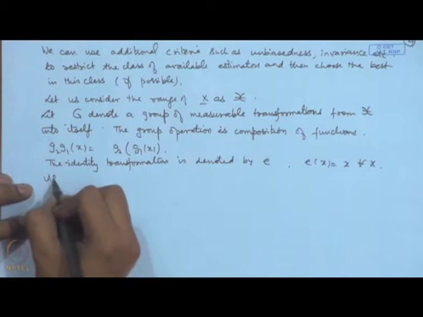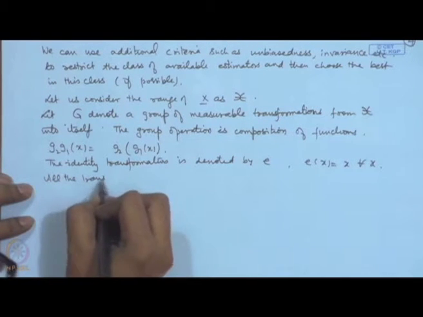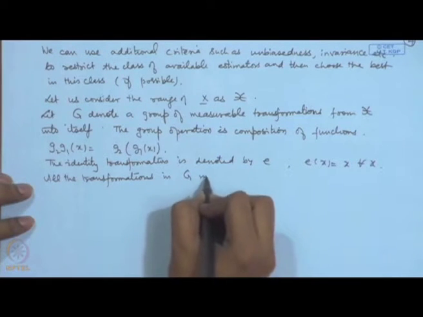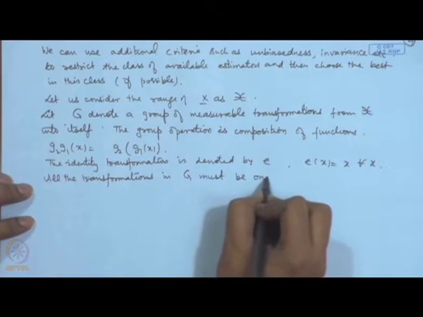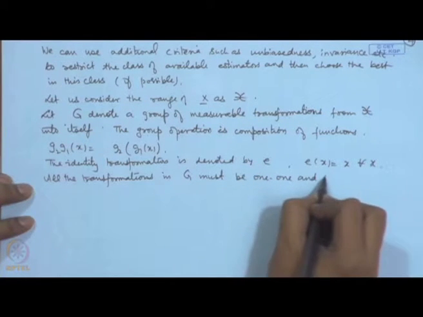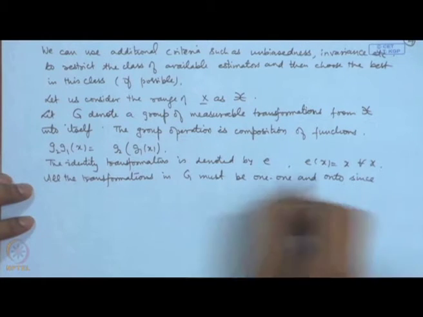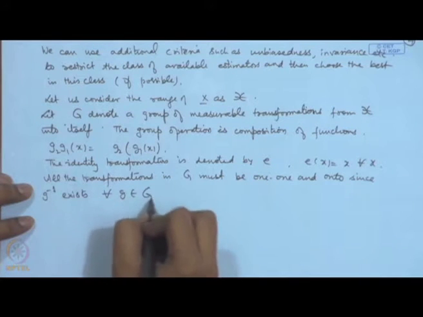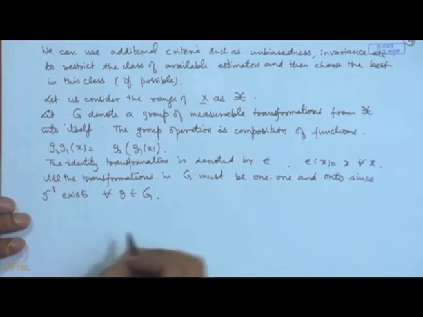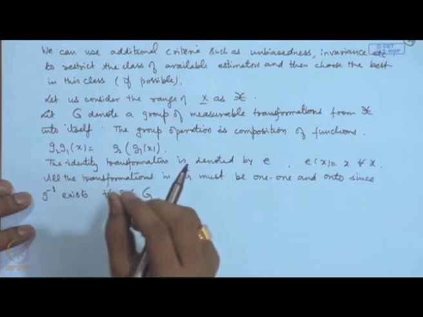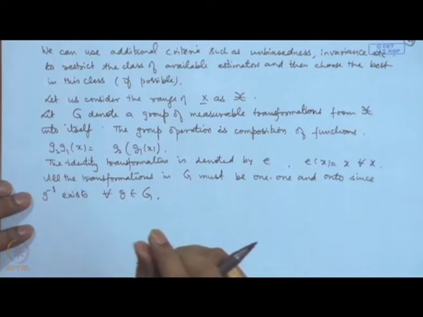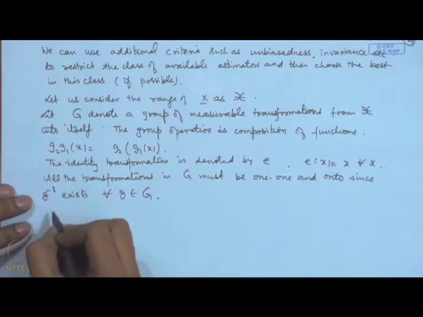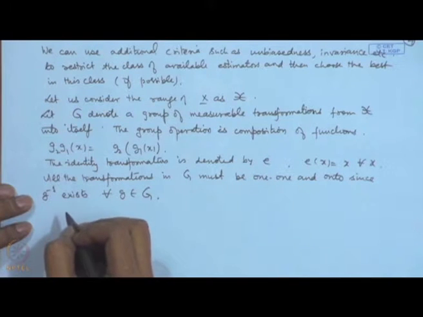Now, all the transformations in G must be one-one and onto, since g inverse exists for all g. And measurability is required because if X is a random variable, then g(X) must also be a random variable. So, now let us consider the family of distributions.